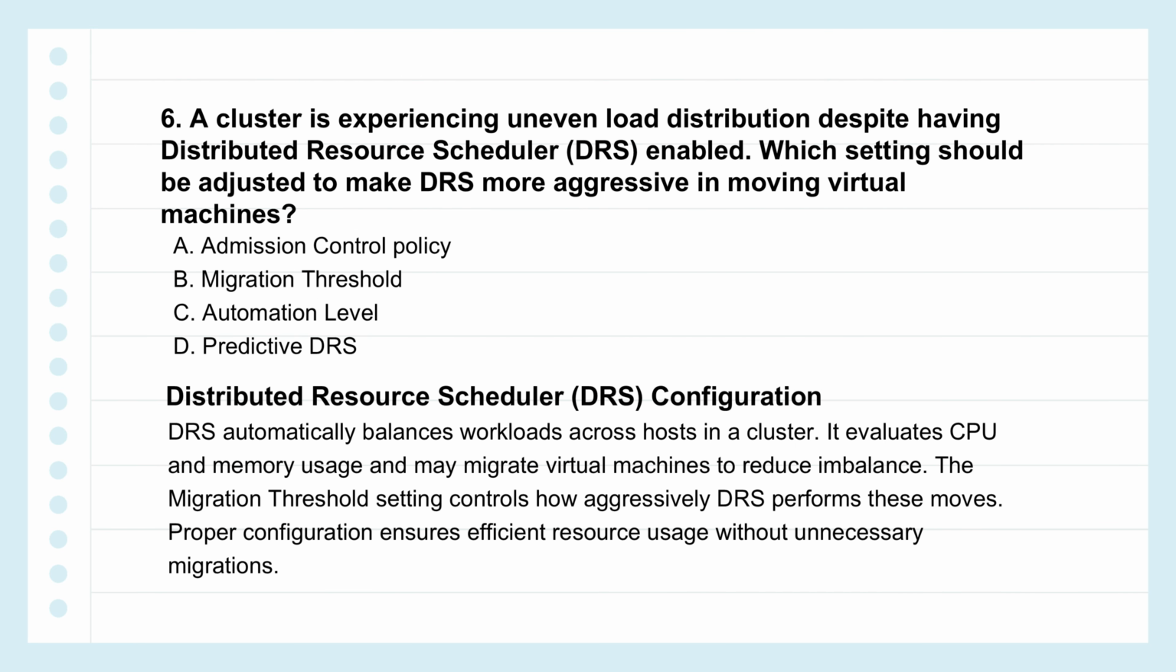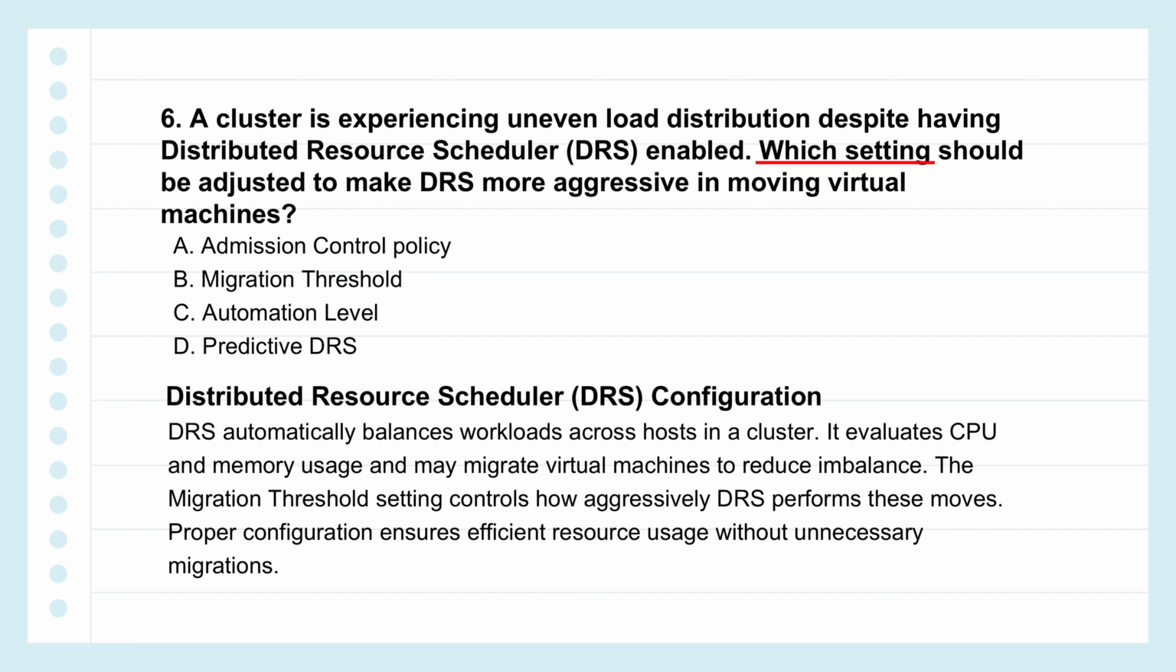Okay, moving on to scenario 6. We have a cluster. DRS, Distributed Resource Scheduler, is enabled. But you look at the cluster and the compute load is still totally uneven. One host is absolutely sweating, CPU pegged, and the other host is practically bored. How do we force DRS to balance this better? Do we mess with admission control?